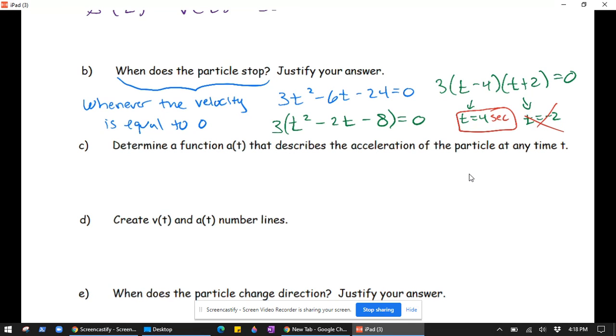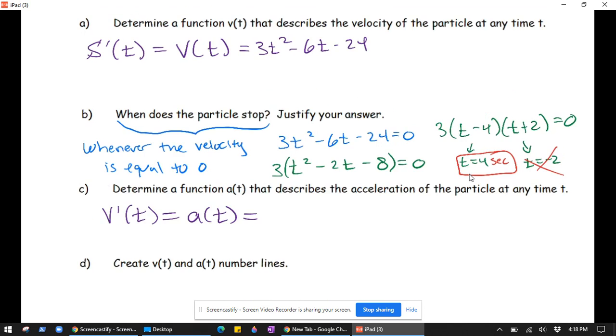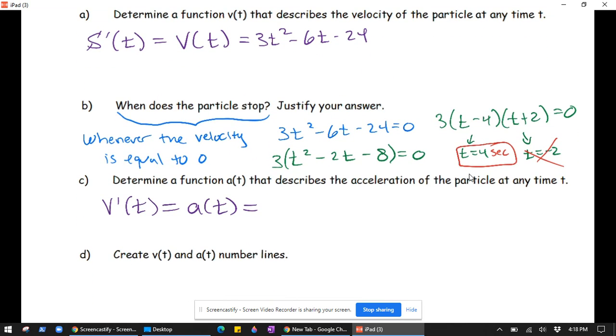Determine the function a of t that describes the acceleration of the particle at any time. Well, the derivative of velocity is acceleration. And so we use the power rule again on our velocity function right here. So that gives us 6t minus 6.